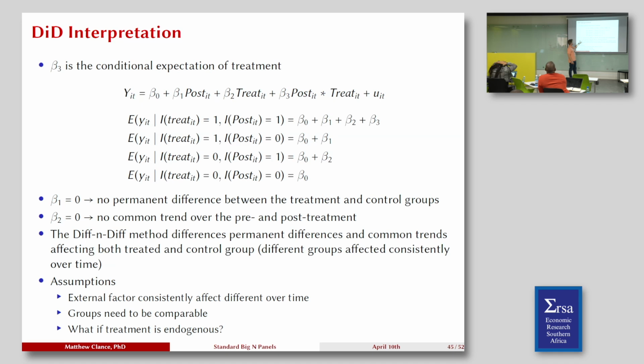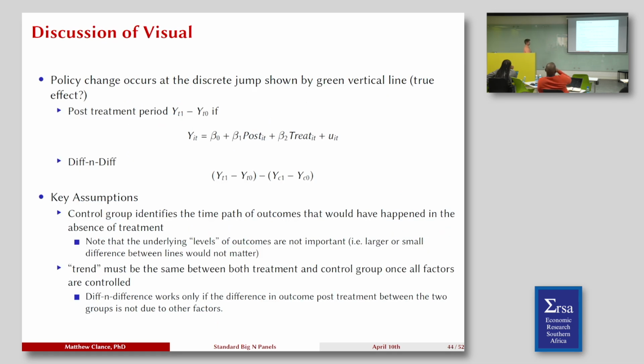If we can't say that beta 2 is significantly different than 0, there's no common trend over the pre and post treatment. So just think about it this way. The difference in difference method differences out permanent differences and common trends affecting both the treated and the controlled. So basically, the different groups are affected consistently over time is sort of what we're thinking about here. Okay? Just go back one.